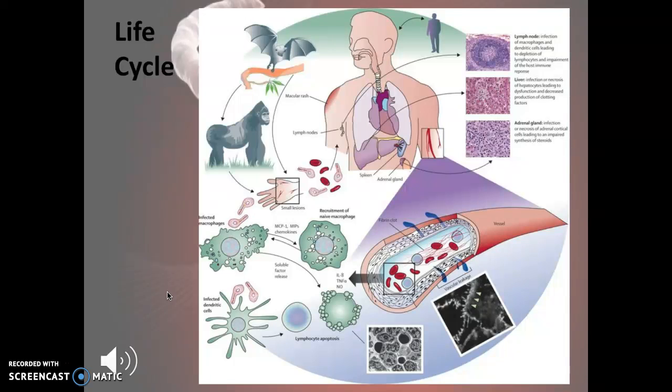So here's a picture showing the life cycle of Ebola virus. Ebola virus is introduced into the human population through close contact with the blood, organs, or other body fluids of infected animals. The virus first attacks and invades cells that alert the body to infection. By doing this, the virus can evade the immune system and begin replicating itself.